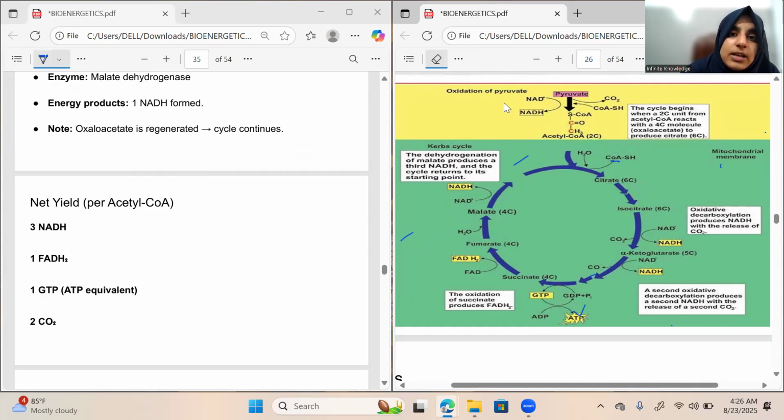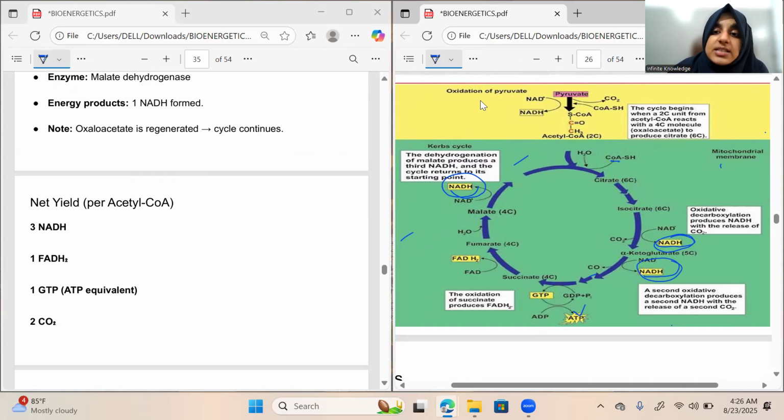All right, so let's move to the net yield. In the net yield we have some molecules. For example, the first one is NADH. One, two, three. Three NADH are being produced. So how does an MCQ come in your MDCAT? Basically, they're going to ask you where NADH is being produced.